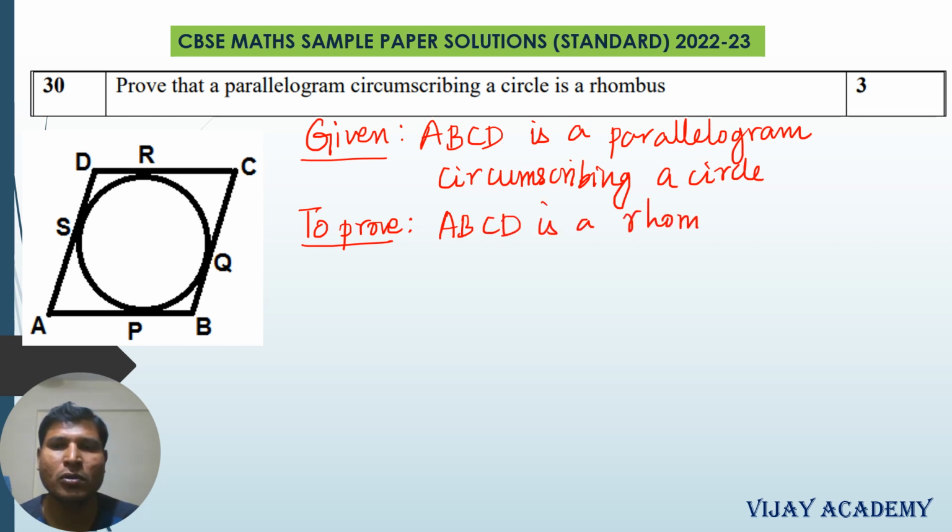So to prove ABCD is a rhombus, first let us apply the theorem which is, the tangents drawn from an external point to a circle are equal. So in this figure, the points A, B, C and D are the external points to the circle. So the tangents drawn from these points are equal. So let us write the proof.